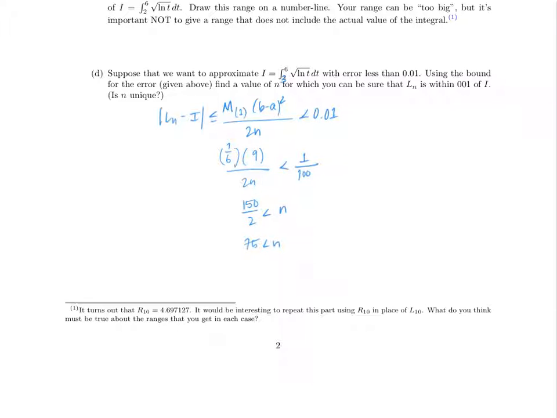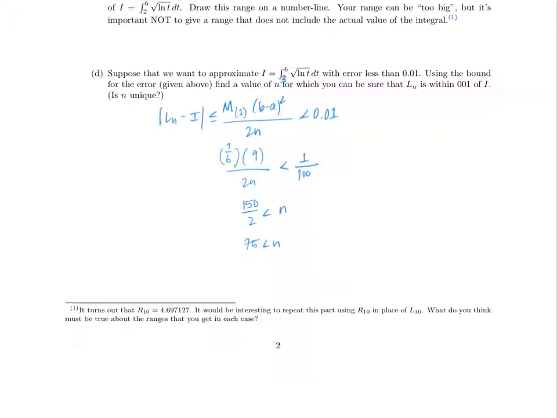This makes sense. This is saying as long as you use at least 75 slices, you'll be this accurate. If you use 100, that's great. If you use 150, that's great. This question is saying, is n unique? No, there's not just one value for the number of slices you use that ensures this level of accuracy. It's literally any value for n greater than 75 will work. But if you go to 74, you're no longer guaranteed that you'll be within that level of accuracy.